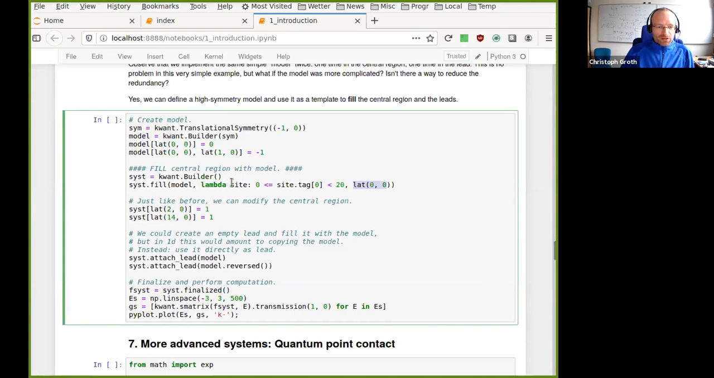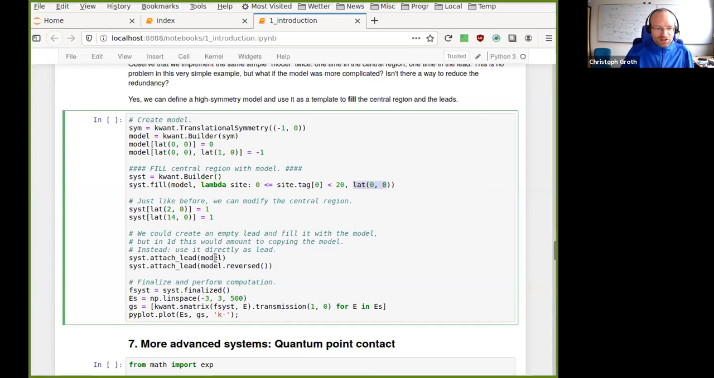In this way, you see, the function which I defined is something which is true for sites that have an x index between 0 and 20. So it's exactly like what we had before. And in this way, I have only created the model once, and I'm using it in the central region.